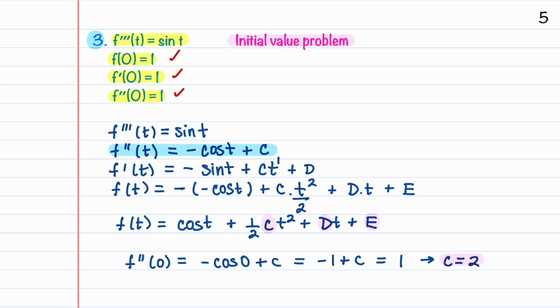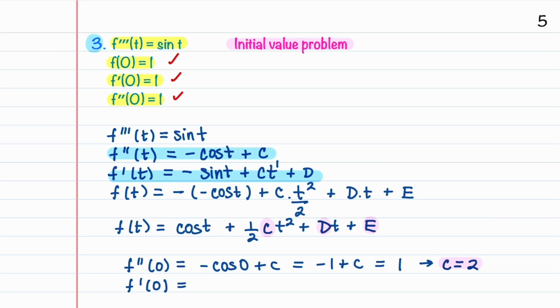Now let's look at f prime at 0. Let's go ahead and highlight that now. That is right here. So we're going to let t be equal to 0. This gives us minus sine of 0 plus c times 0 plus d. Sine of 0 is 0, so this is just d, and it is equal to 1 because that's what we were given originally.